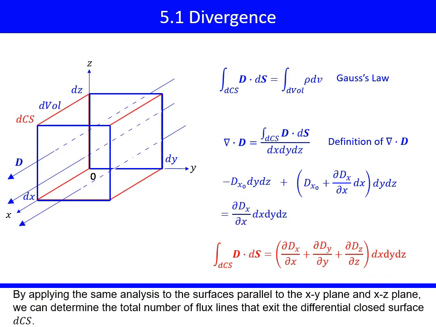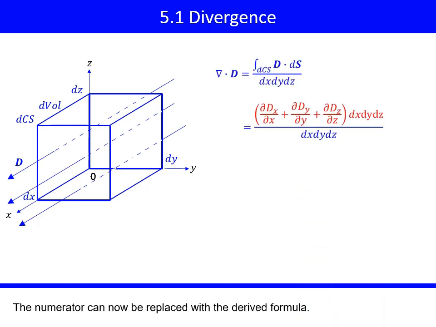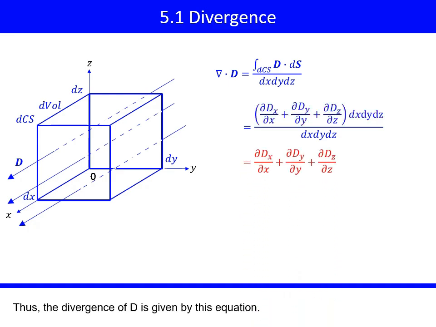By applying the same analysis to the surfaces parallel to the XY plane and XZ plane, we can determine the total number of flux lines that exit the differential closed surface dCs. This is the definition of divergence of D. The numerator can now be replaced with the derived formula. Thus, the divergence of D is given by this equation.